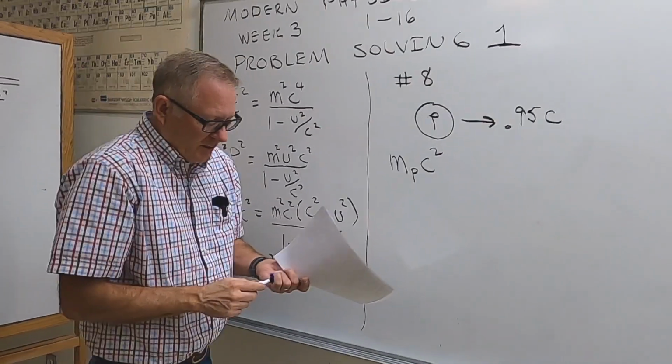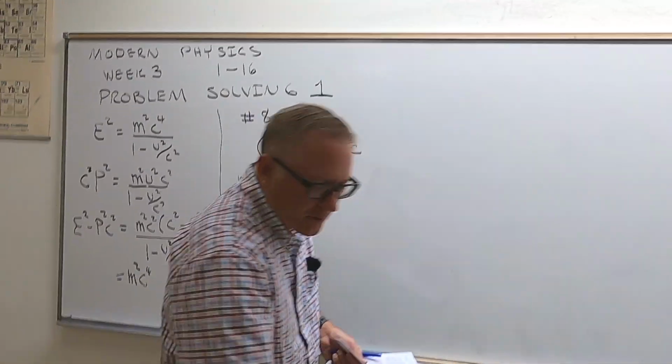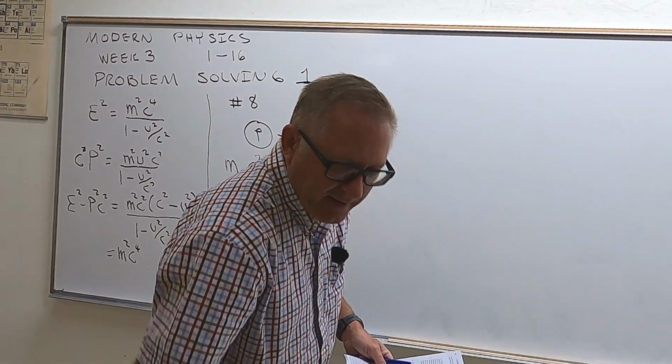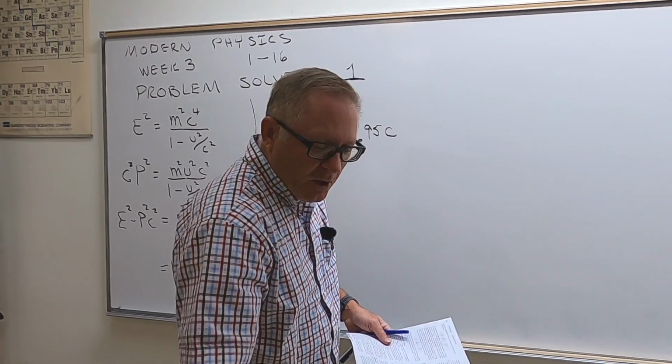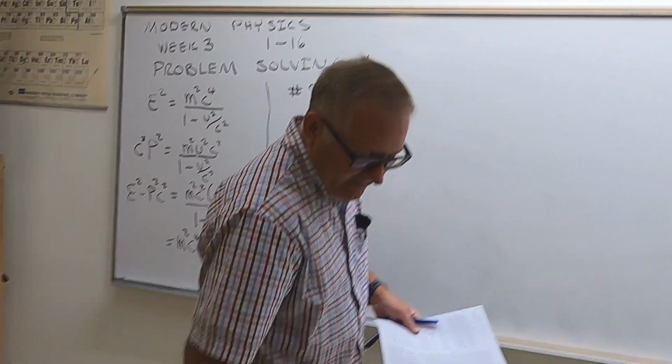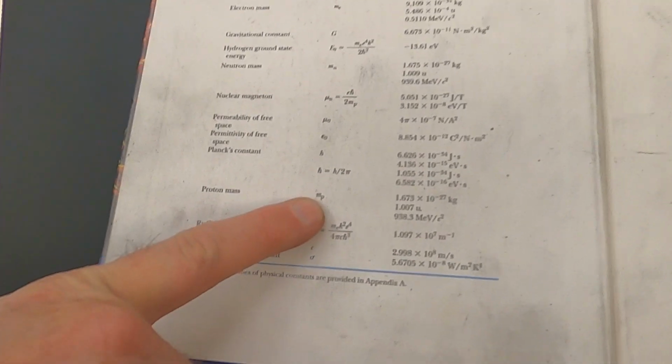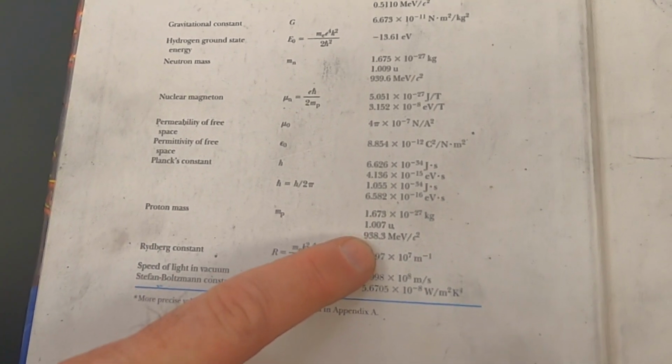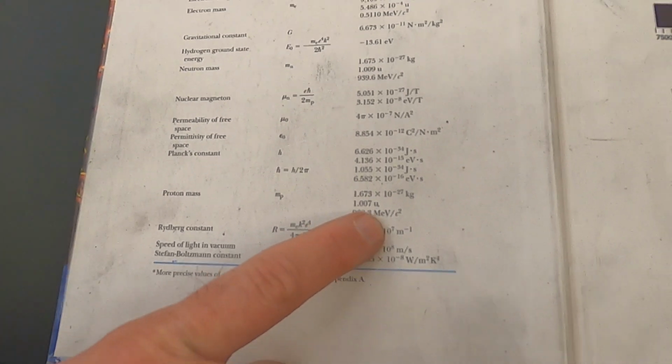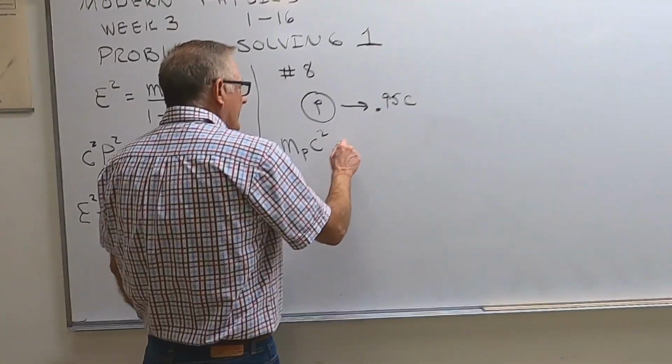Now, we know what the mass of the proton is. One of the perks of getting the textbook is that if you open up the book, most books do that, they give you the mass of the proton right there. And you'll notice it's 938 MeV. I don't want to say per c squared. So they already gave me the answer.